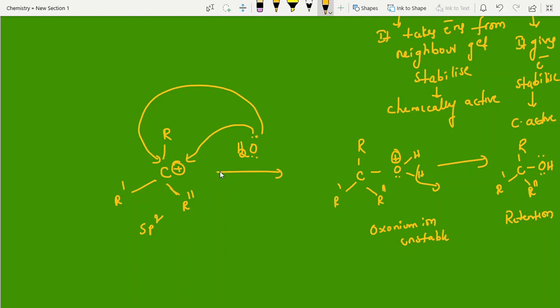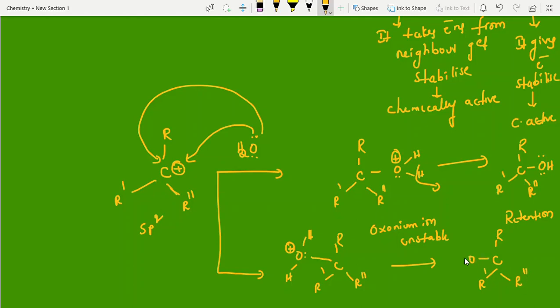So now what is the next case? Backside attack, also the same thing. R dash, R double dash. This is carbocation, no? Here attacking OH. This is what, students? Three bonds, right? Plus. It has, as it is, lone pair. Then finally, what answer will you get? C, R, R dash, R double dash, OH. That's it, students. This is inversion.